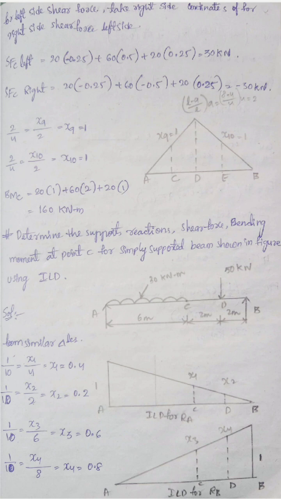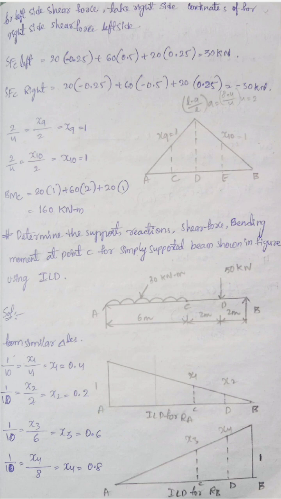So we need to find the ordinates now, x9 and x10. 2 by 4 equal to x9 by 2, so x9 will be 1. 2 by 4 equal to x10 by 2, so we'll get x10 as 1. Therefore, bending moment at C is equal to load into ordinates: 20 into 1 plus 60 into 2 plus 20 into 1, equal to 160 kilonewton meter.